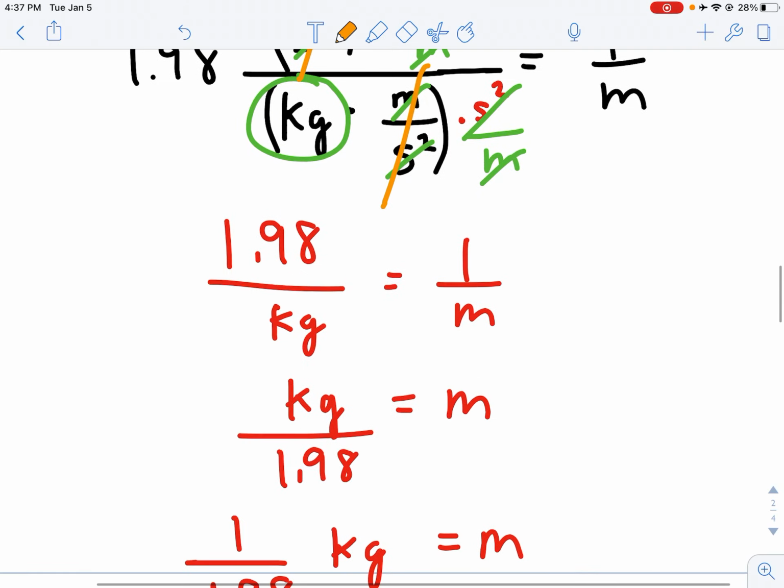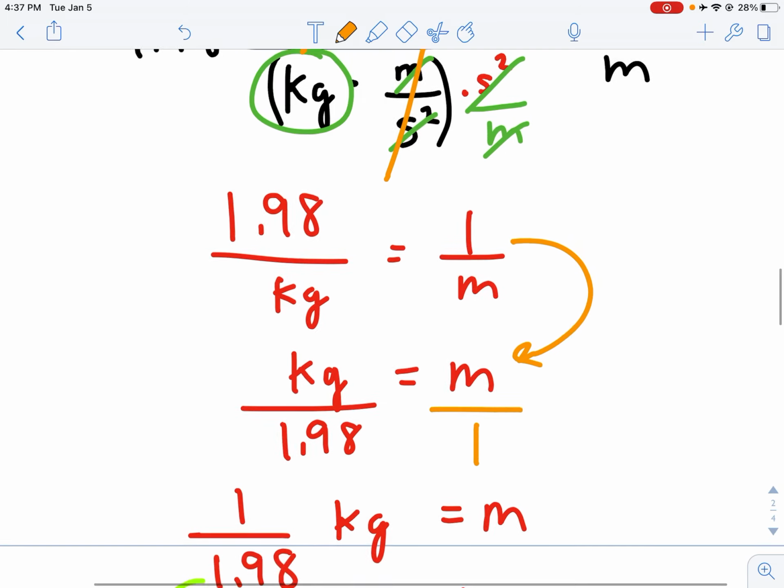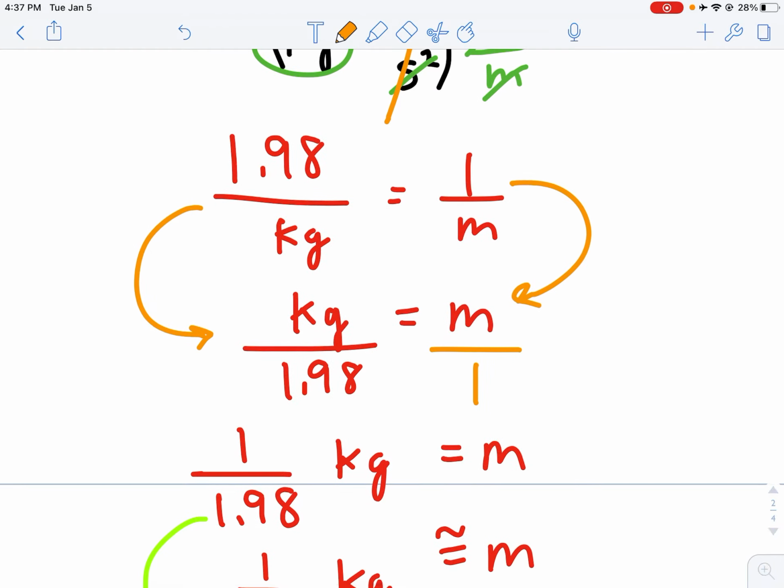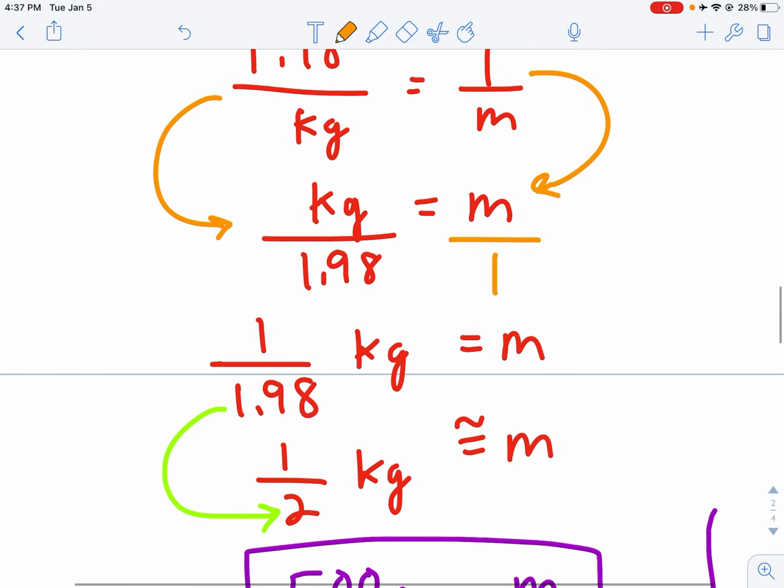So now we need to solve for m. Well, we have 1 over m. So to get m, we just flip the numerator and denominator. And we get m over 1, which is the same thing as m. All right, we just flip it. And then we've flipped the numerator and denominator here as well, right? If you do whatever you do to one side, you got to do the other. And then we get kg over 1.98.